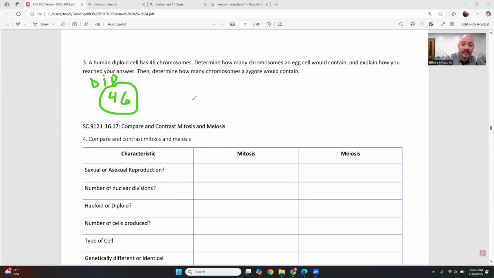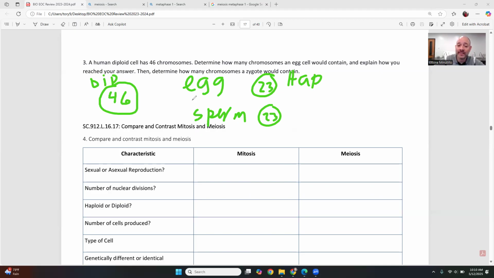An egg cell and a sperm cell. Now they're talking about the egg, but I'm still going to draw both of these. We have an egg and a sperm. Egg cells and sperm cells have 23 chromosomes each. These are considered haploid. Now, the reason this is significant is because we need them to be 23. We need them to be haploid. An egg cell has to have 23.